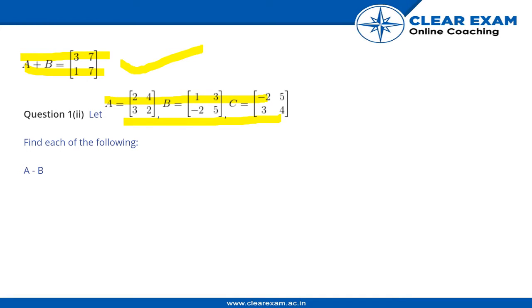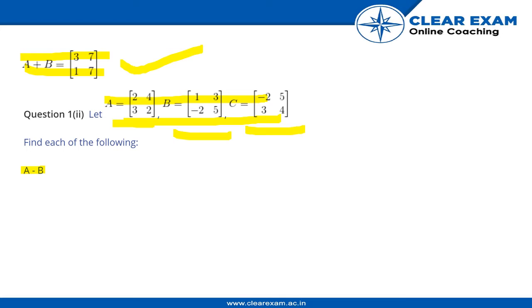and we have their corresponding elements. This is A, this is B, and this is C. And the operation we have to perform is that we have to subtract B from A. We have to perform A minus B. So again, remember the same property: we subtract the corresponding elements, and the order of both the matrices should be equal. I mean, if the order of the first matrix is 2 into 2, then the second matrix should also be a 2 into 2 matrix. Otherwise, we cannot perform the subtraction operation.